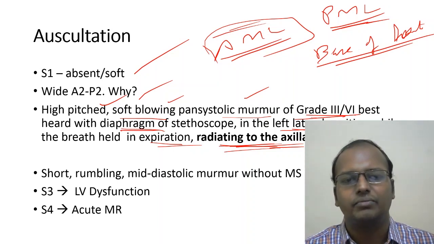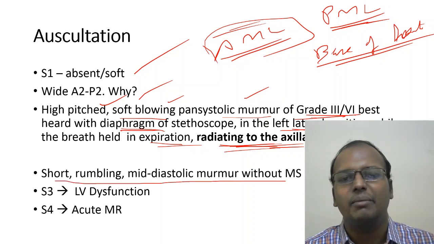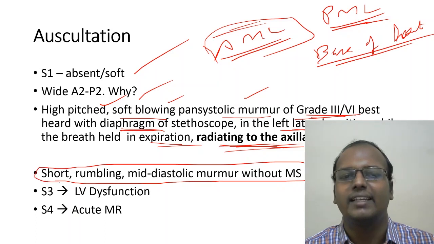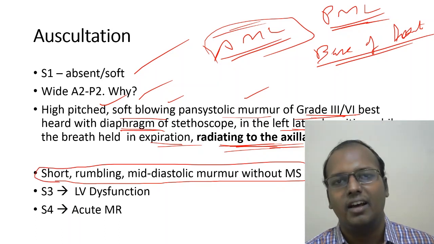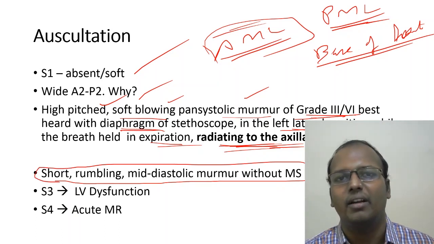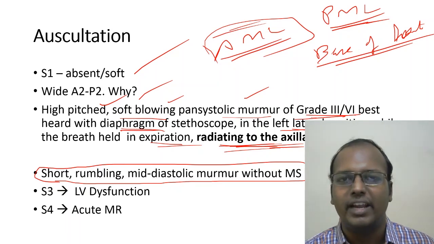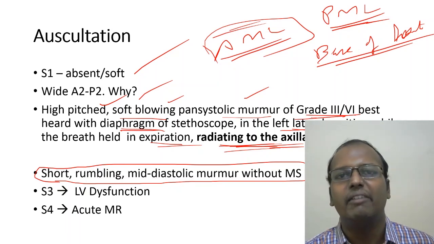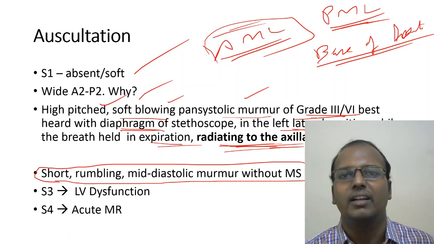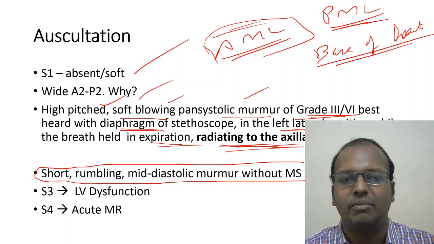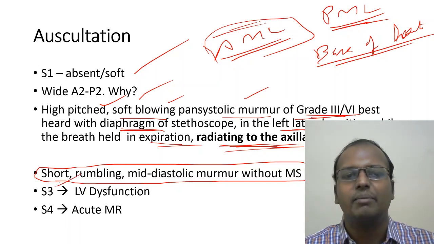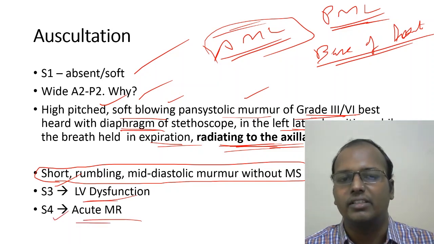And there can be a short rumbling mid-diastolic murmur without mitral stenosis. This I discussed already. If there is a large amount of MR, severe MR, more blood will enter the left atrium during systole, and the same blood will come down during the diastole of the heart. That will produce your mid-diastolic murmur. And S3 can be heard in LV dysfunction. S4 can be heard in patients with acute mitral regurgitation.